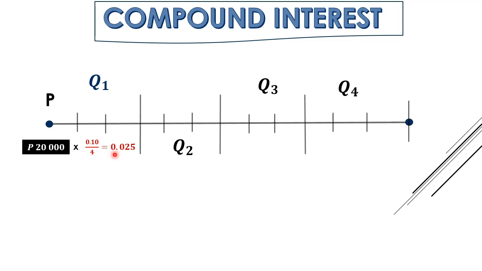We use the quarterly rate to multiply with the principal amount for the first quarter, that would be 20,000. 20,000 times 0.025 gives us 500 pesos. So the 500 pesos is the interest earned for the first period. After that, we add the 500 to the 20,000, and we have a new amount which is 20,500. So this 20,500 will be the new principal for the second quarter.